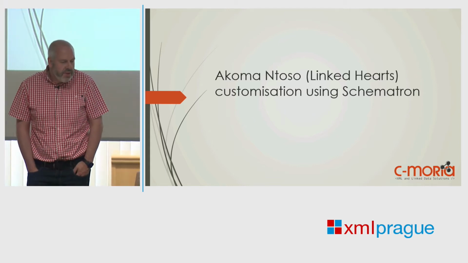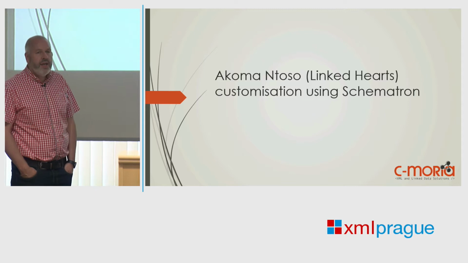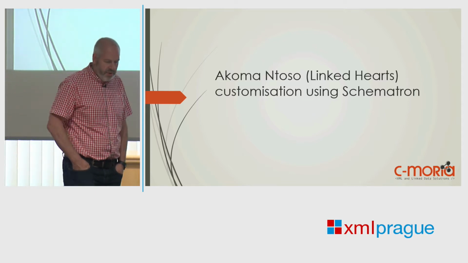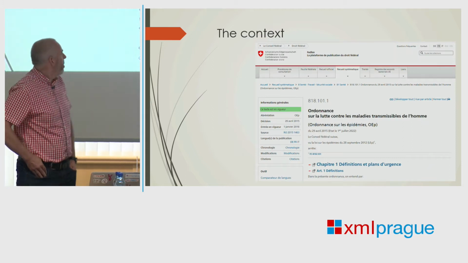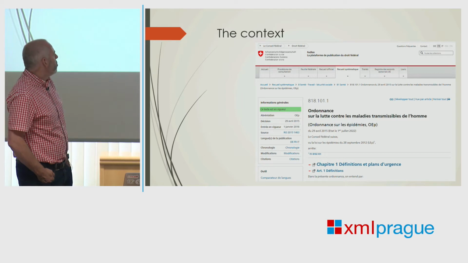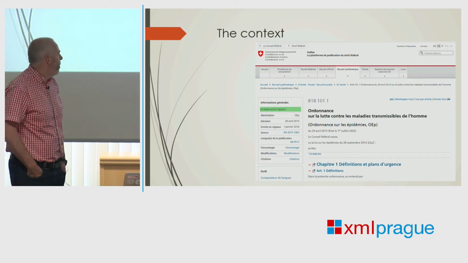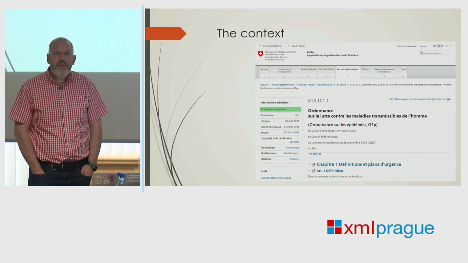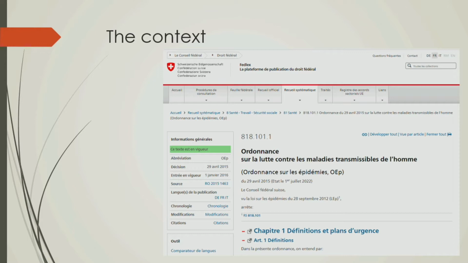More correctly, I'm going to talk about Akoma Ntoso and how to restrict Akoma Ntoso using Schematron. So briefly about the context. This is all screenshots, so I hope it's enough detail so you can follow along. The context is the legislation and parliamentary reports publication of the Swiss federal government.